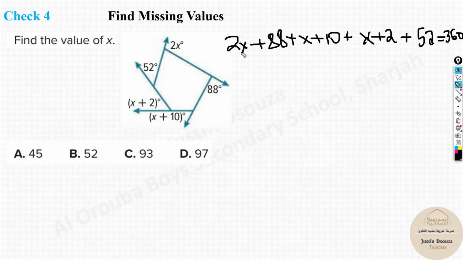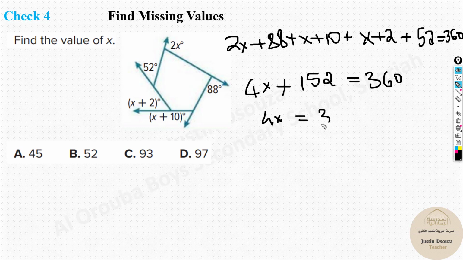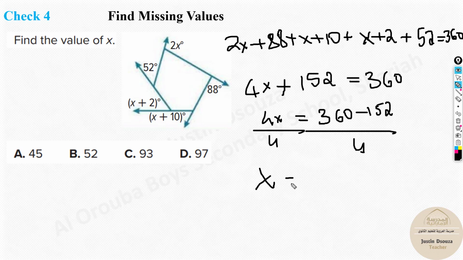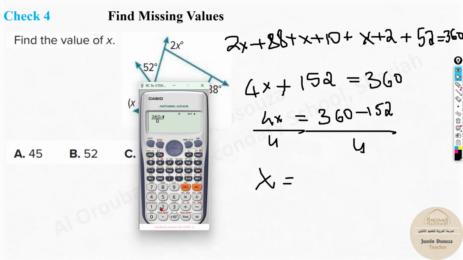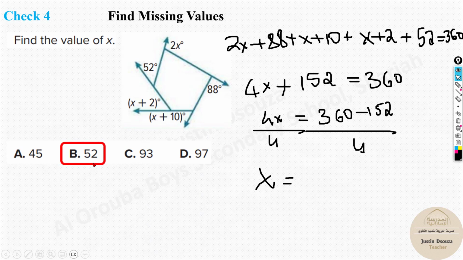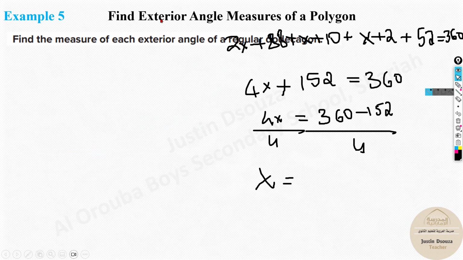Let's do it by solving now. 2x plus x will be 3x, and there's one more x, right? So it's 4x. Then 88 plus 10 is 98, plus 52 is 152. 4x plus 152 equals 360. So all you have to do is 4x equals 360 minus 152 and divide this by 4. So x equals, let's do it directly, 360 minus 152 divided by 4, and here you go, it's 52. This is the answer, option number B. So that's how you solve when you're to find the exterior angles.